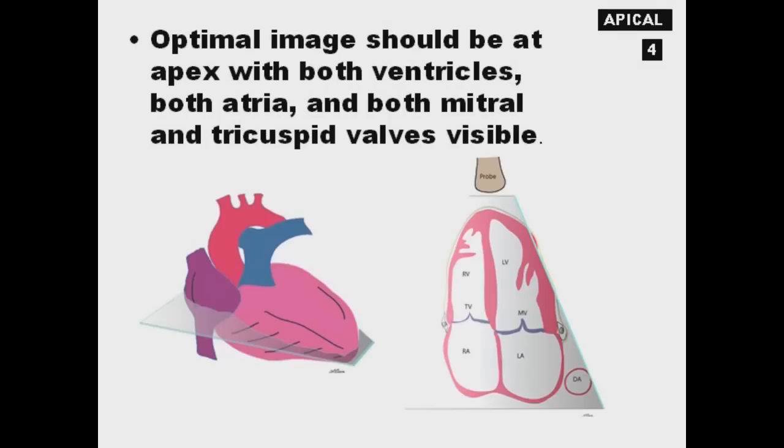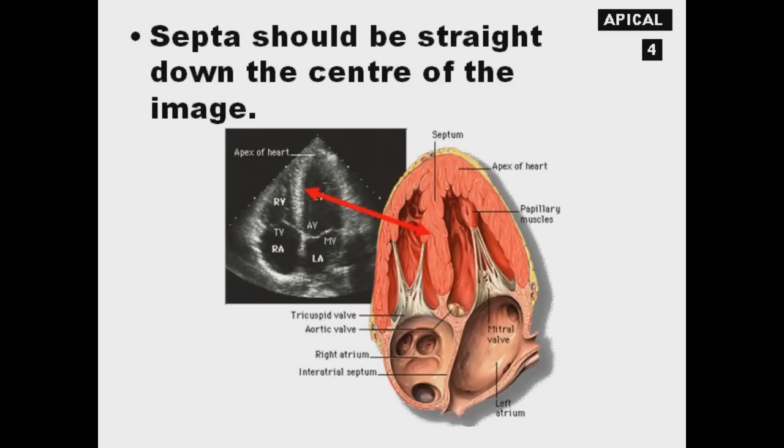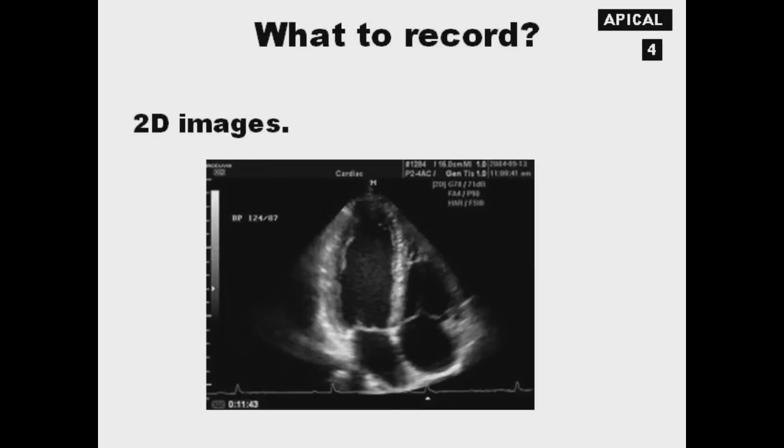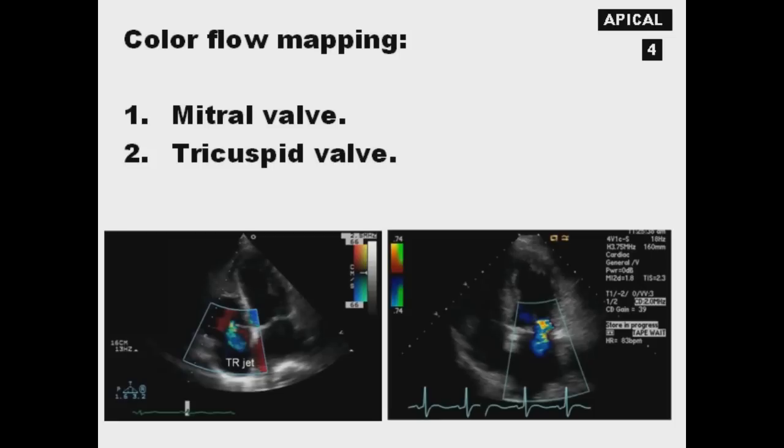The optimal image should be at the apex with both ventricles, both atria, and both mitral and tricuspid valves visible. The interventricular septum must appear vertical and in the center of the image in a good 4 chambers view. Real-time images of the 4 chambers view are mandatory in any ultrasound cardiac study. You can appreciate in the image a dilated right ventricle cavity. Color Doppler is excellent because blood moves parallel to the ultrasound direction.